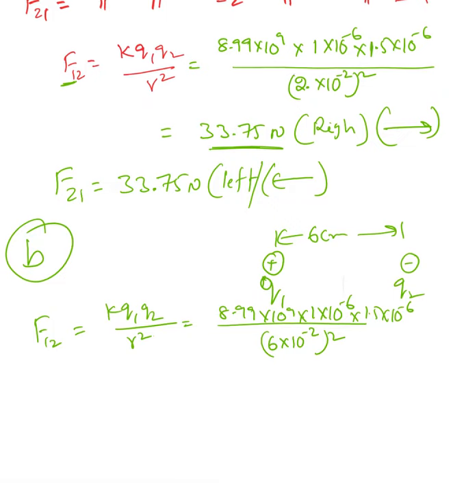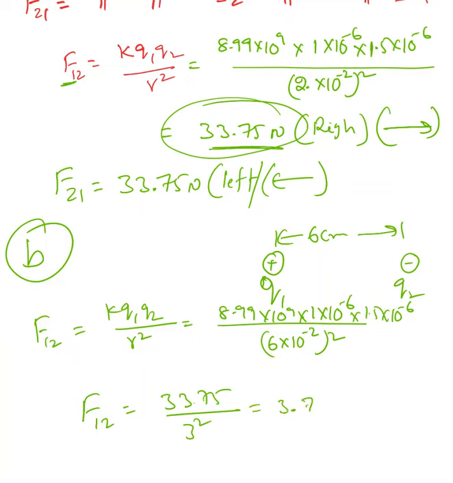That's one way to do it, but you already know the previous case. Now the distance is increased 3 times, so basically the new F12 is going to be 33.75 divided by 3 squared, since r is increased 3 times. So we'll end up with 3.75 Newton. Okay, so that is the force value.